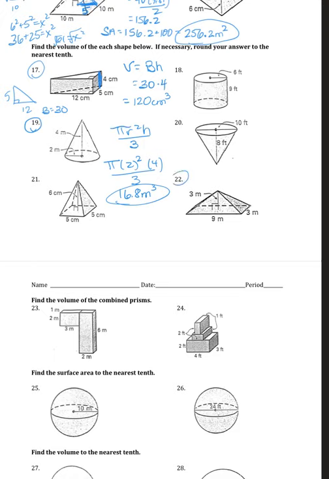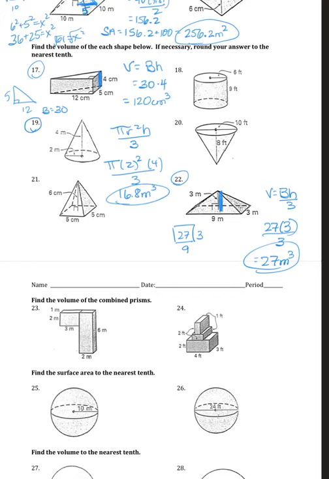The last one I want to do with you up here is 22. So this is a pyramid. The volume formula for a pyramid is area of the base times the height divided by 3. The base here is a 9 by 3, so 9 times 3 is 27. So I'm going to have 27 times the height, which is 3, divided by 3. 27 times 3 divided by 3 gives you a total of 27 meters cubed.